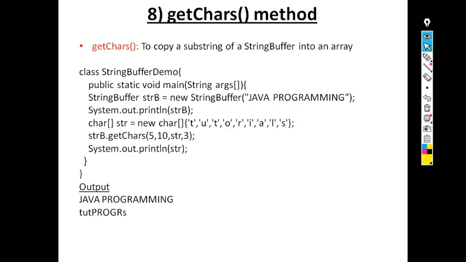Then the getChars method. This getChars method copies a substring of a string buffer into an array. So here your string buffer is containing Java programming, and whenever you print it with System.out.println(strb), it will give you Java programming. Now you have taken one character array, because this method copies a substring.